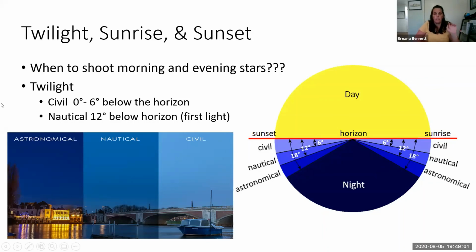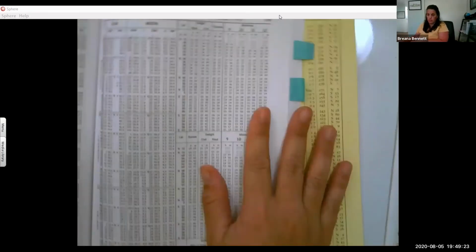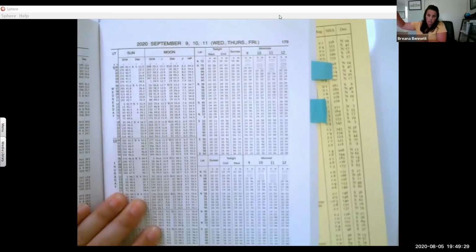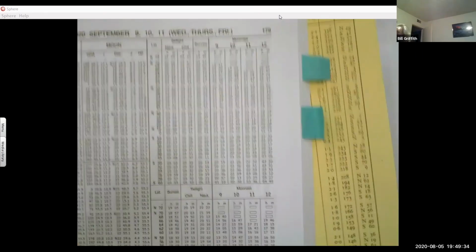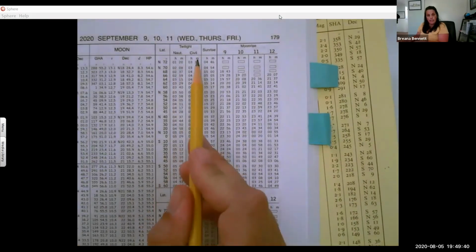So how do we do this? We look at our table. I'm gonna bring it up here. Okay. So we have our nautical twilight and our civil twilight and then our sunrise.